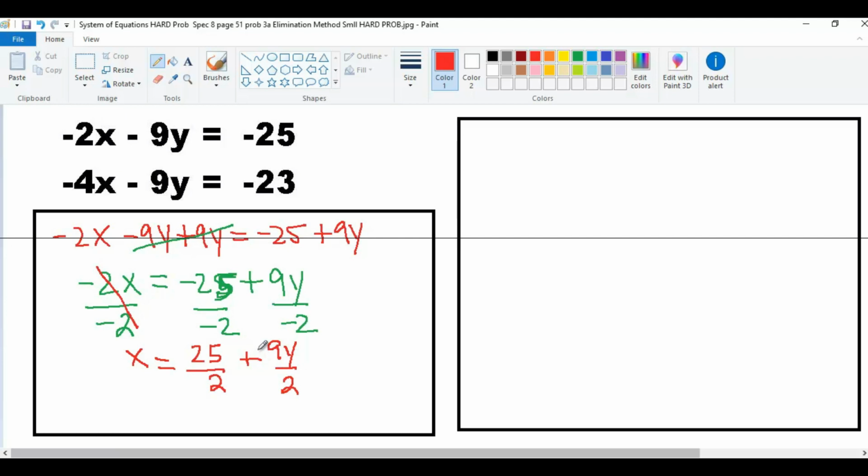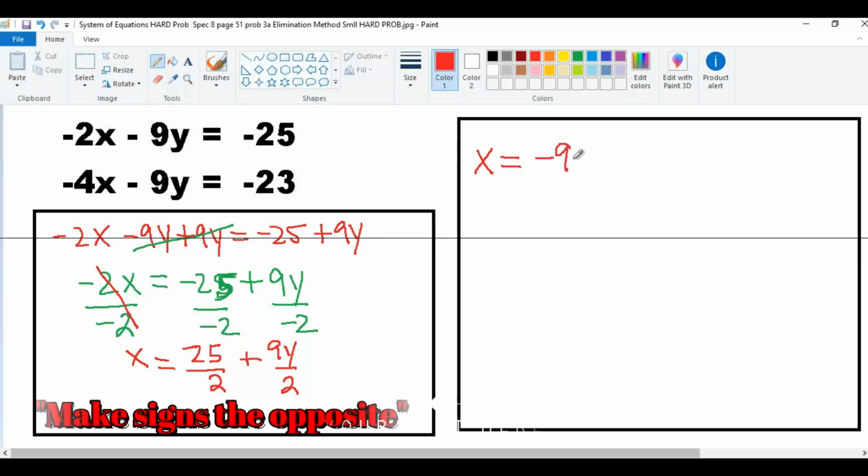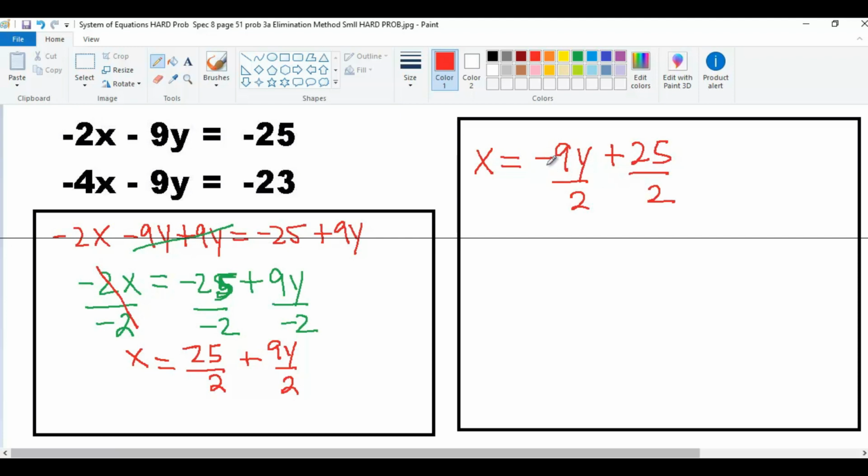And actually, we'll write it the opposite direction. So I'm going to rewrite this as x equals, and then instead of positive 9, it's going to be negative 9y, and it's going to be plus 25. Each one of these is going to be divided by 2. And so all we've done is change this to the opposite of everything it is.